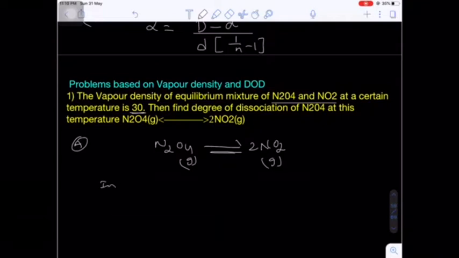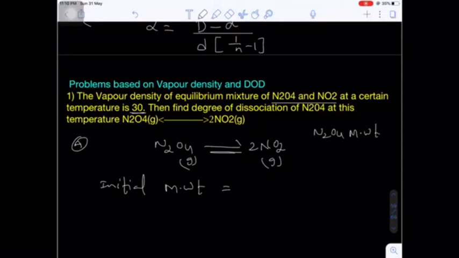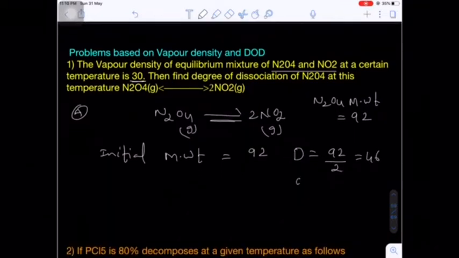Now what is the initial vapor density? We don't know, but we know the initial molecular weight. Initially only N2O4 will be present. What is the molecular weight of N2O4? 92, because nitrogen atomic mass is 14 and oxygen atomic mass is 16. Do you know what the vapor density is? Capital D is equal to half of the molecular weight, that is 46.